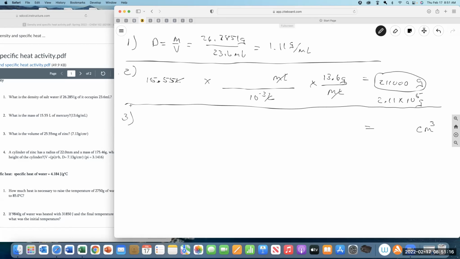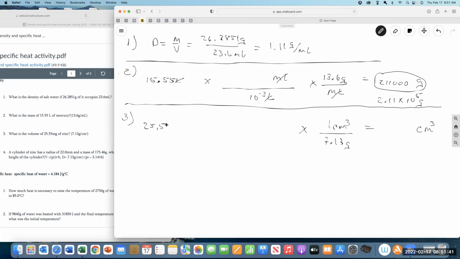So it's good to know that that's a unit of volume. I didn't say how many liters, I said what's the volume. So any volume unit is fine. So that means I need cubic centimeters in the top. That means the 7.13 grams is going to go in the bottom. So now I need grams, but I have milligrams.